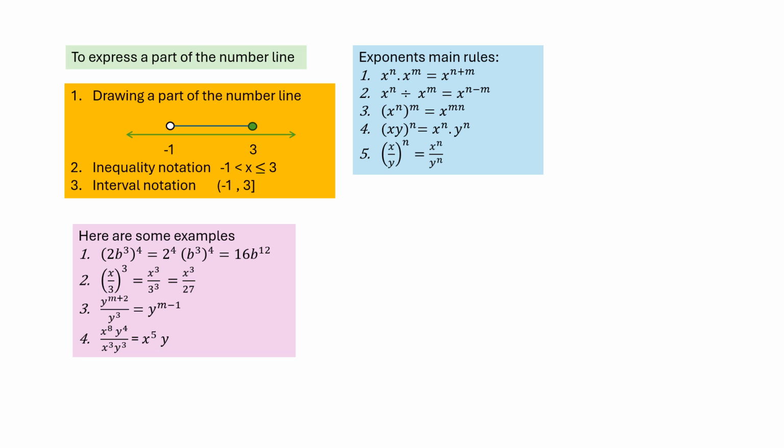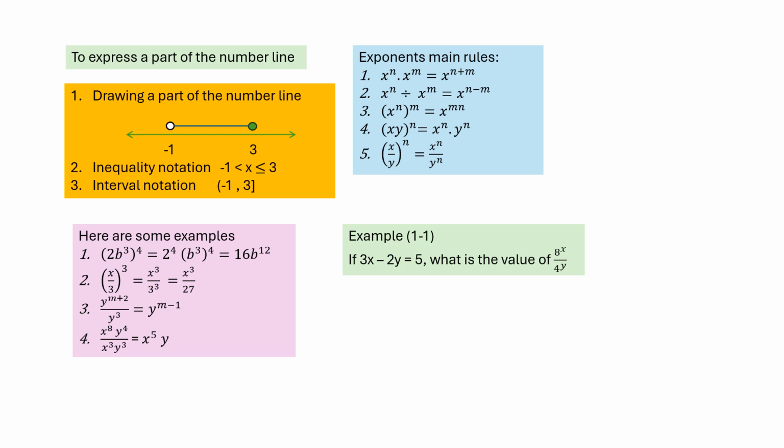Example number 2: (x over 3) all power 3. So it will be x power 3 over 3 power 3. You can calculate 3 power 3, so write x power 3 over 27. Example number 3: y power m plus 2 over y power 3. You can subtract the powers, so it will be y power m minus 1. Example 4: x power 8 over x power 3, subtract the powers, so x power 5. y power 4 over y power 3, subtract the powers, will be y. So the answer is x power 5 y.